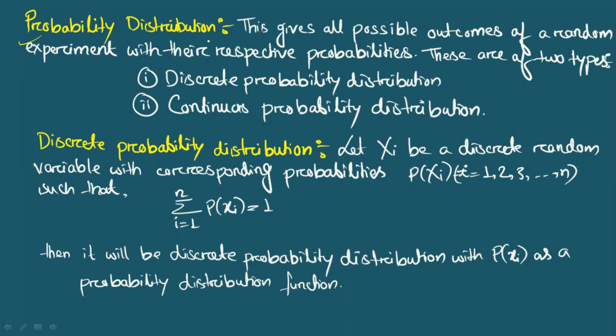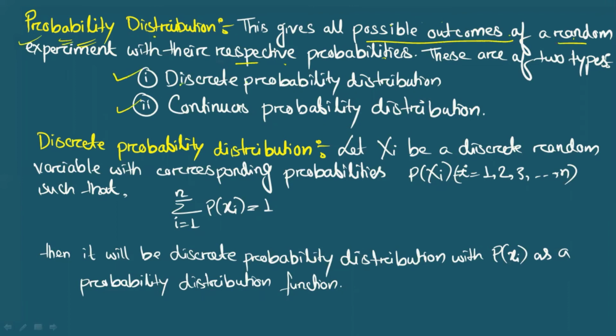Here it is said, probability distribution gives us all possible outcomes of a random experiment with their respective probabilities. Okay, what will probability distribution give you? It will give you all the possible outcomes of a random variable along with its probabilities. Corresponding to each outcome you will get the respective probabilities, and this is what a probability distribution does. That is, it is giving the distribution of probability for all possible outcomes, and it is of two types.